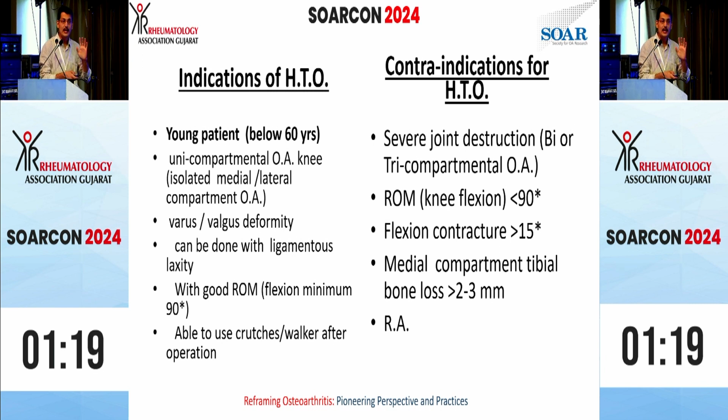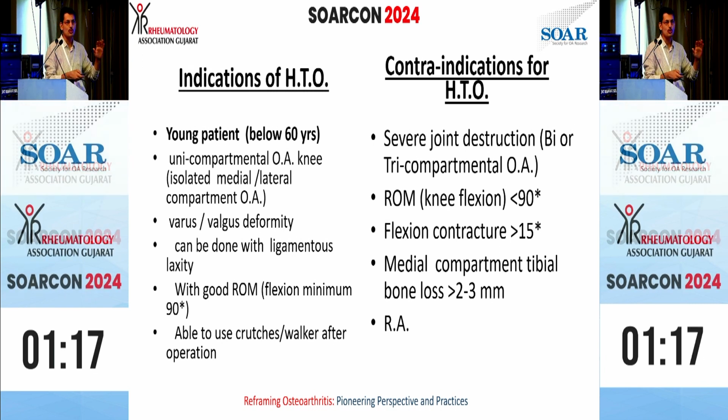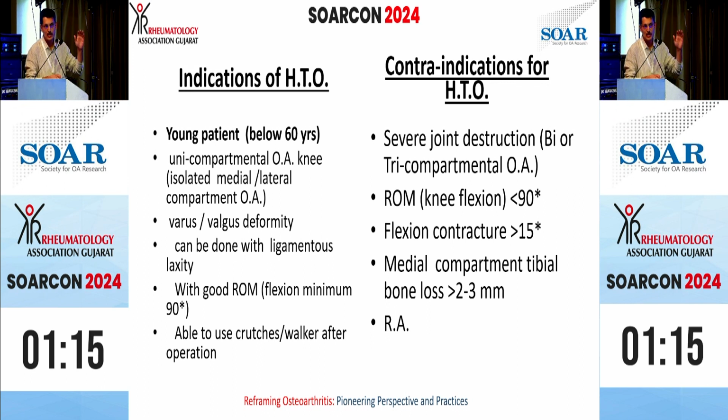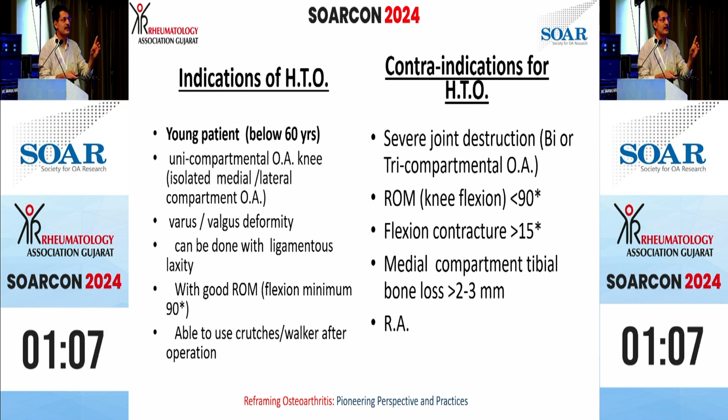If you have ligament problems, you can do an HTO. There is no contraindication. You should have a good range of motion. The knee should be bending completely and extending completely. The patient should be able to use crutches after the procedure. When HTO should not be done is when you have pan-compartmental arthritis, medial, lateral, patellar, everything involved, then you should not do an HTO.